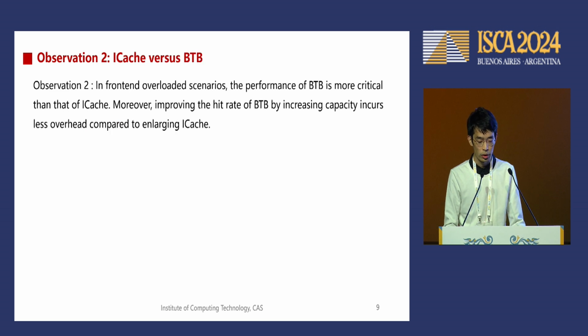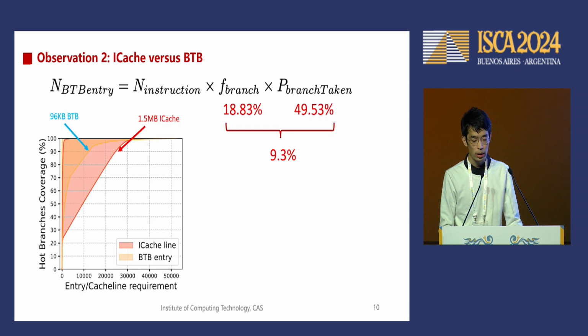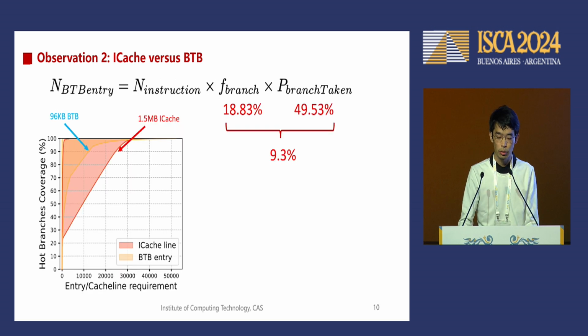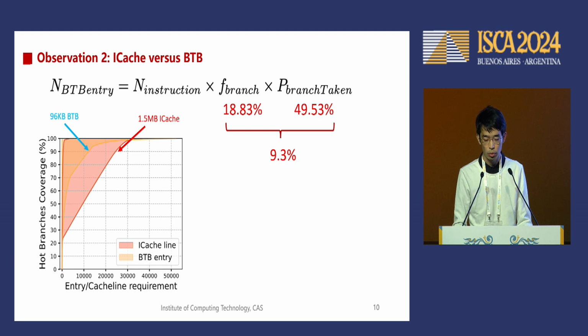And the second observation is that in front-end overloaded scenarios, the performance of BTB is more critical than that of iCache. Moreover, improving the hit rate of BTB by increasing its capacity incurs less overhead compared to enlarging iCache. iCache is very important, but when the instruction footprint is large, storing all hot instructions in iCache requires unrealistic amounts of SRAM. To cover 90% of commonly used instructions, iCache needs to be over 1.5 megabytes.